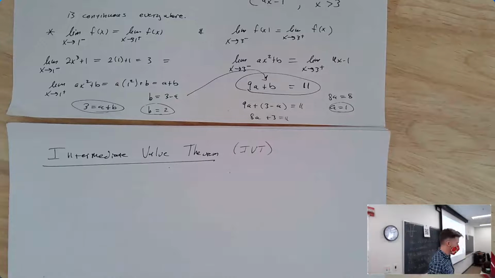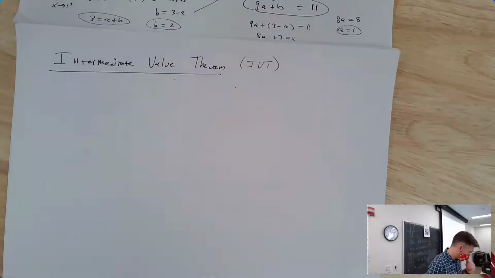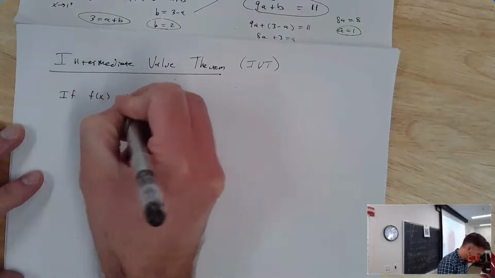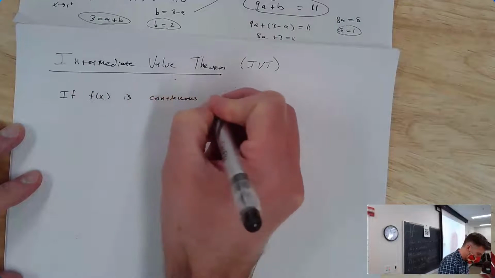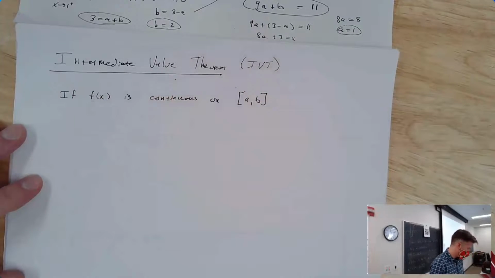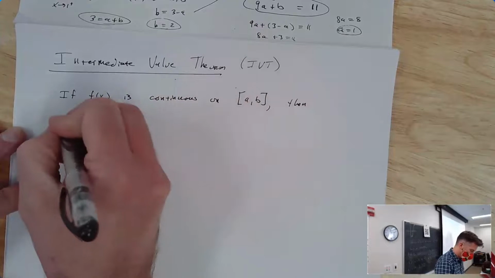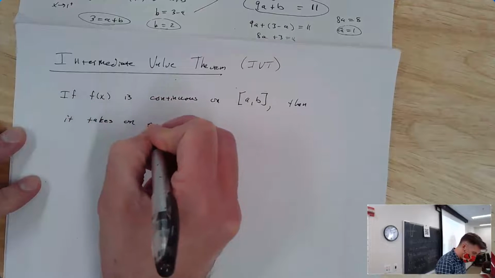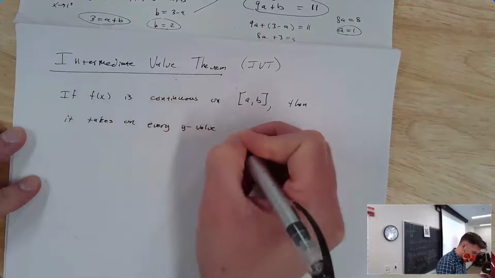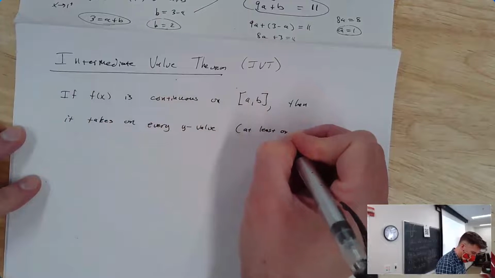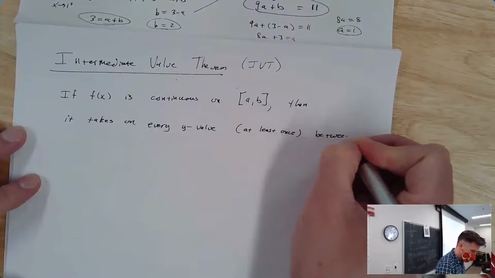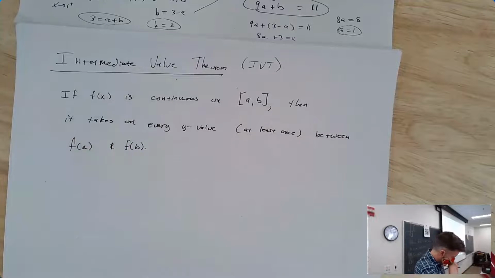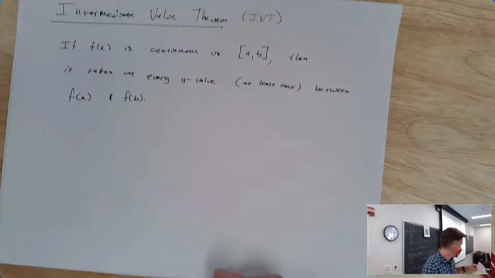People will abbreviate this as IVT, so just be aware. So the idea: if f of x is continuous on some closed interval [a, b], then it achieves, or takes on, or equals every y value at least once, maybe more than once, but at least once, between f of a and f of b. To me, it's much easier to think about this graphically.